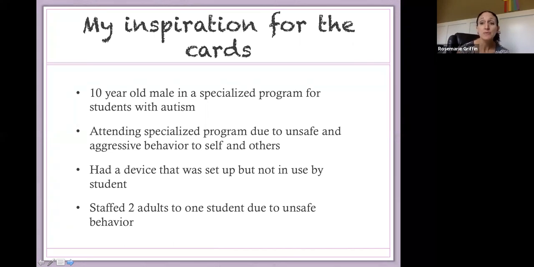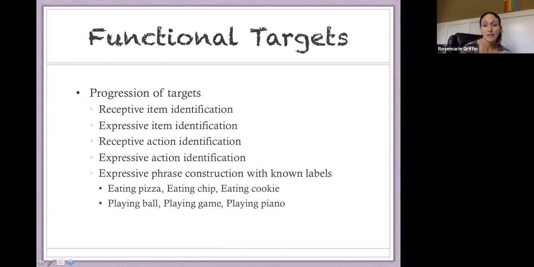And so he was staffed with 2 adults to 1 student due to his very unsafe behaviors. And this was a student that I was working with and worked with for about 3 years. So when I first met him, we obviously did an assessment. We created goals, and the whole first year of his IEP, we really worked on him requesting things that he wanted and needed. We worked on some receptive identification. We worked on him taking care of his device, and really he understood the power of that device. He started to request things that he needed.